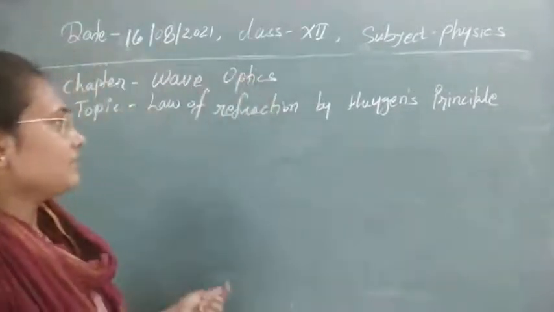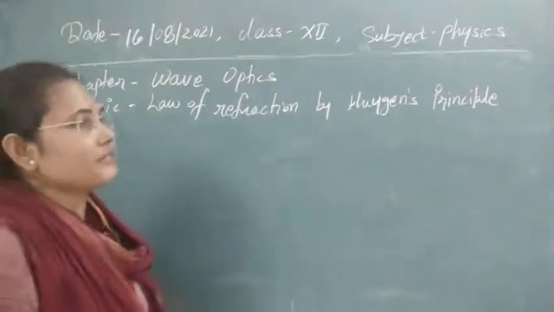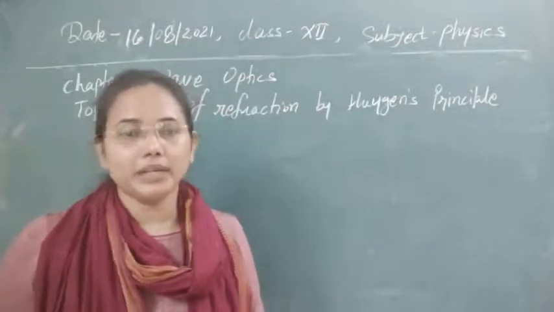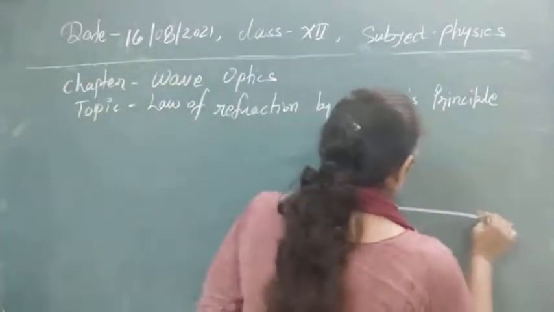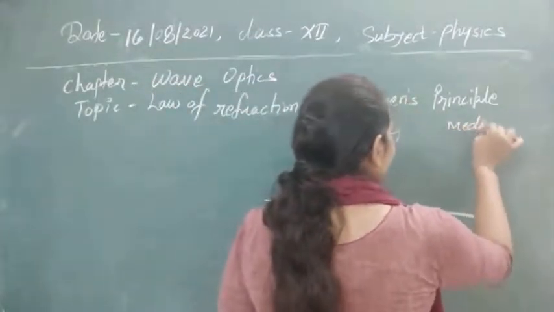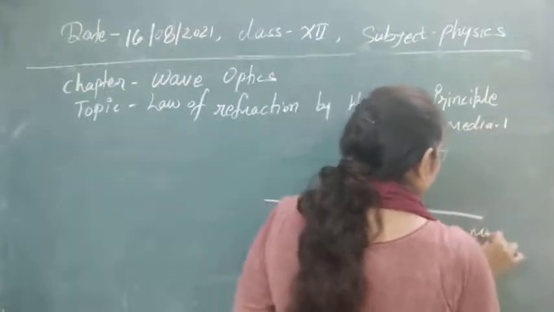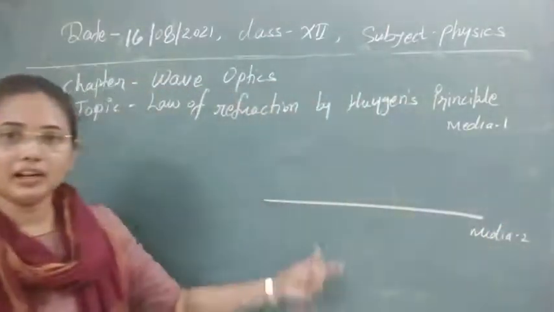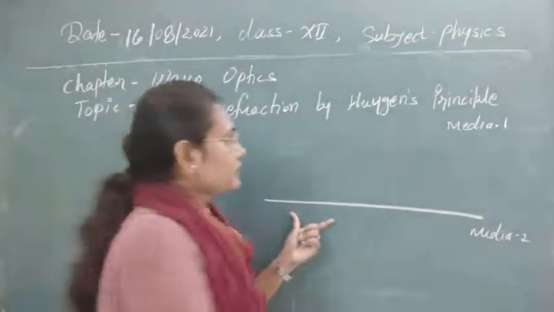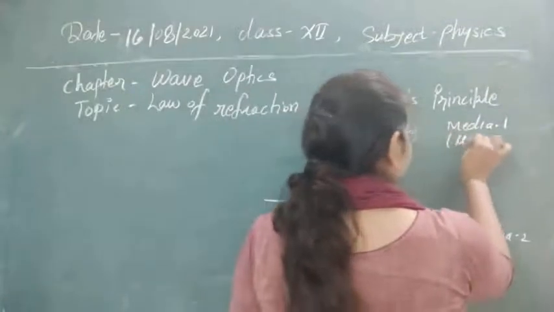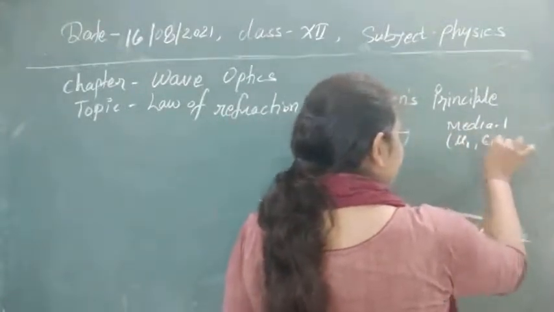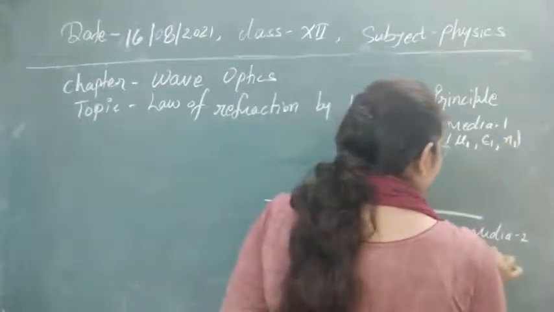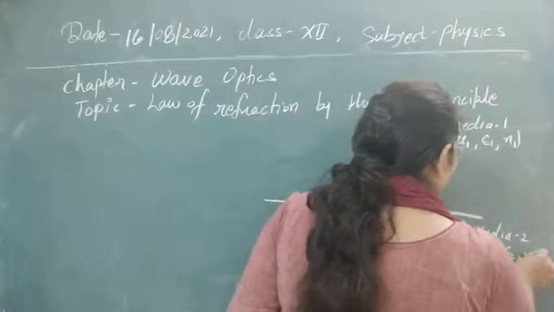So for refraction we know we need surfaces that are not polished, meaning we need an interface that can divide two media. So suppose we have two media, this is media 1 and this one is media 2. Again you know how to write down the properties of the media. The first properties of the media are permeability, permittivity and refractive index. Similarly we can write here mu2, epsilon 2 and n2.